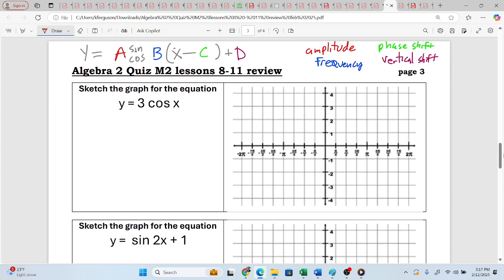Okay, so sketch the graph y equals 3 cosine of x. So let's think about what this equation tells us. The first number, that's my A, so it tells us amplitude. So my amplitude is 3. Does it tell us what the frequency is? The frequency is 1. Is there a phase shift? Nope, there's no phase shift.